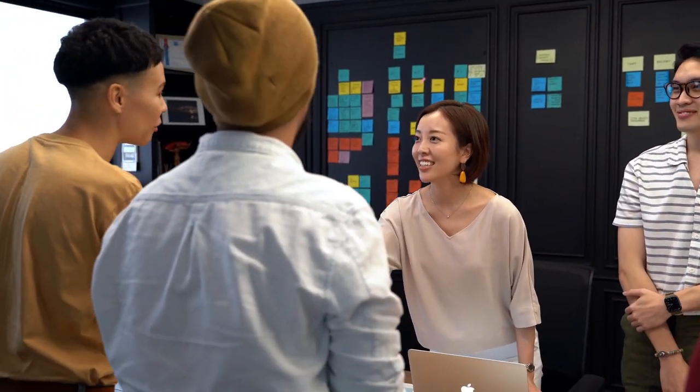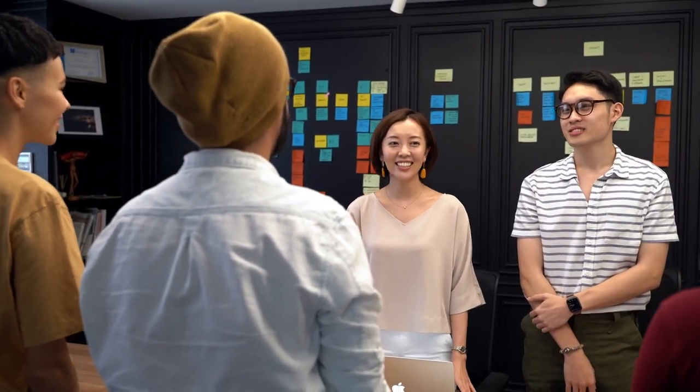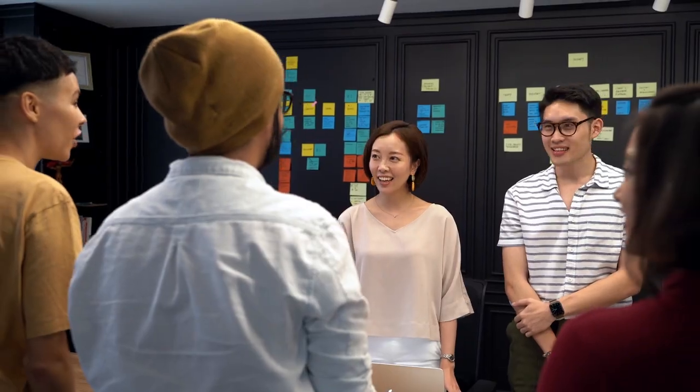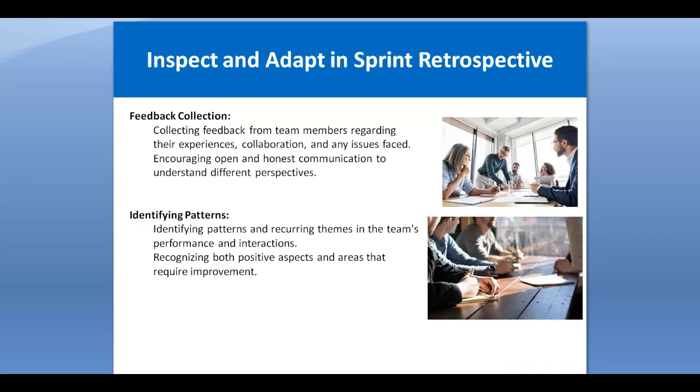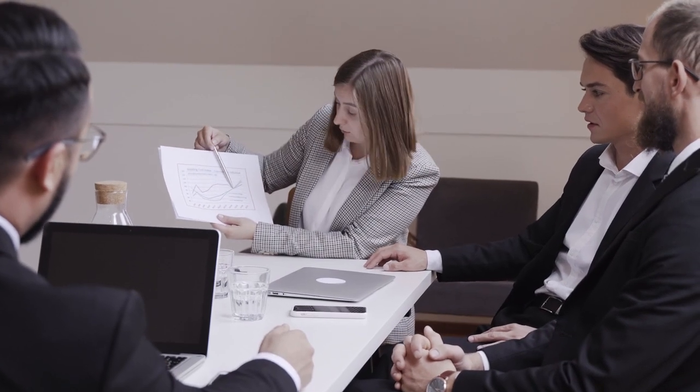Identifying patterns means identifying the patterns and recurring themes in the team's performance and interactions, recognizing both the positive things and the areas that need improvement. Positive things, friends, should be continued in the upcoming sprint, and the negative things should be discontinued. And the areas identified for improvement should have actionable items as well. Then adapt means that, friends, once you have completed the inspection, now you can adapt.